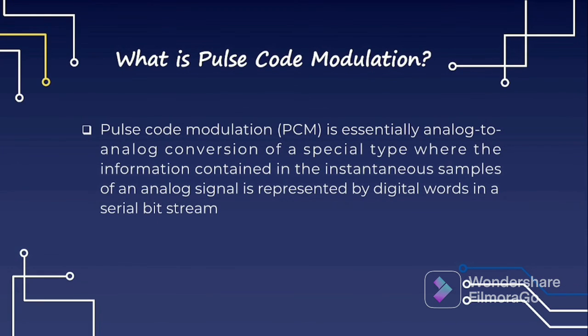What is pulse code modulation? It is essentially an analog to digital conversion where the information contained in the instantaneous samples of an analog signal is represented by digital words in a serial bit stream.